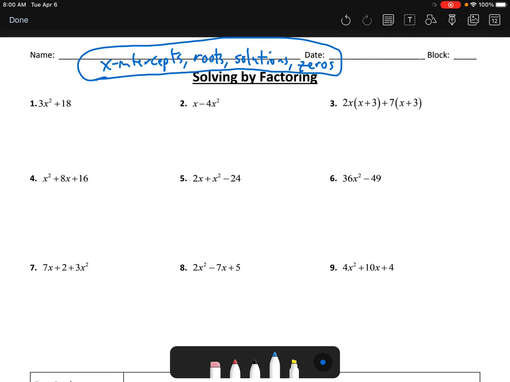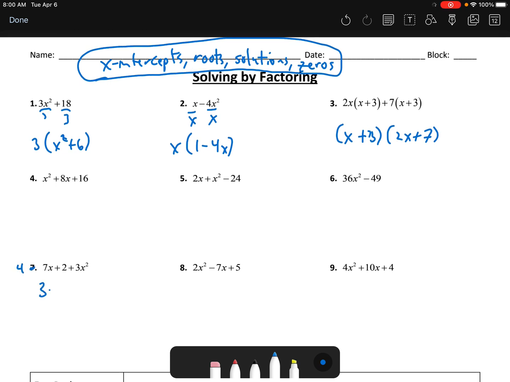Now, what I'm going to do is have you pause this and do the factoring, and then we will check. So you can go through this quickly. The first one is a GCF, and you get 3 times x squared plus 6. The next one is also a GCF, so you get that. This one is a factor by grouping, GCF. I believe this is the next one. This is number 4. And we have to put it in standard form first.